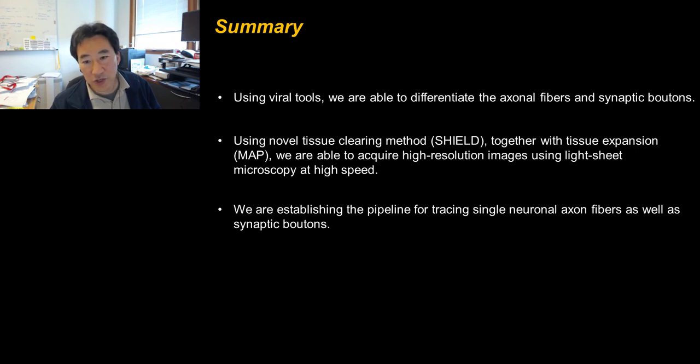And then using a novel tissue processing method, SHIELD and MAP, together with the single neuron tracing, we are able to get the high resolution single neuron imaging, single neuron processing, in the most reliable manner.